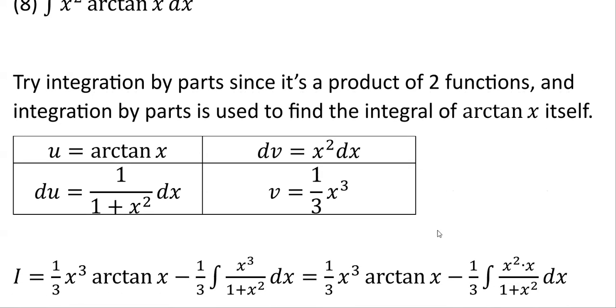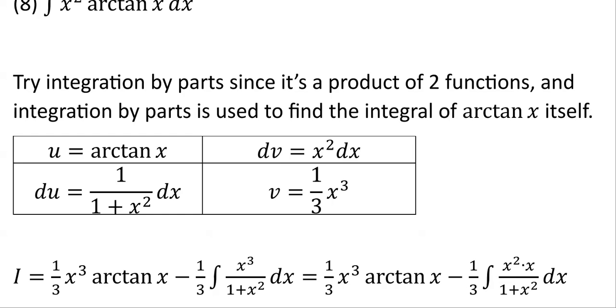Integration by parts: uv minus the integral of v du. uv is this first term, minus the integral of v du, that's right here. So how do we solve this integral now, the integral of x cubed over 1 plus x squared dx? There are multiple ways you can do this. You could probably do a trig sub. You can do long division first, and then maybe it'll be a nice rational function, or maybe you have to do partial fraction decomposition.